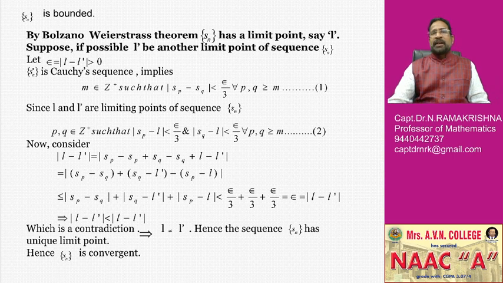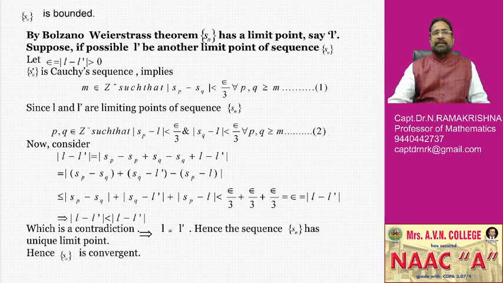Since L and L dash are limiting points of the sequence Sn, we can write modulus of Sp minus L less than epsilon by 3 and modulus of Sq minus L dash less than epsilon by 3. This is true for all p, q greater than or equal to n. Now consider modulus of L minus L dash.